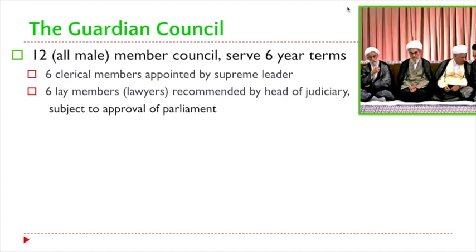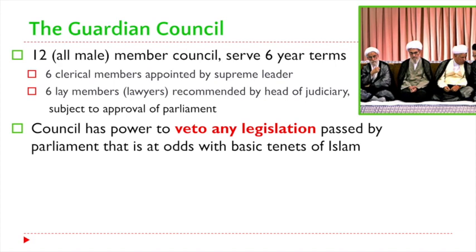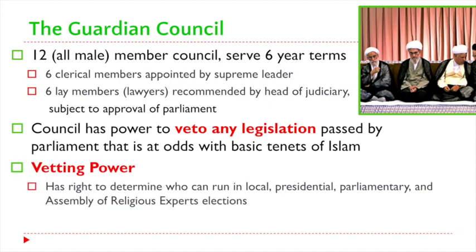So, let's think about this for a moment. 6 are chosen by the Supreme Leader, and 6 are lawyers recommended by the head of Judiciary. And the head of Judiciary is chosen by the Supreme Leader. So the Supreme Leader has indirectly the ability to really name the Guardian Council. And the Guardian Council's job is twofold. They can veto legislation, so the president doesn't veto things, the Guardian Council can. They veto legislation based on Sharia law, on Islam. They can also determine who cannot run for office.